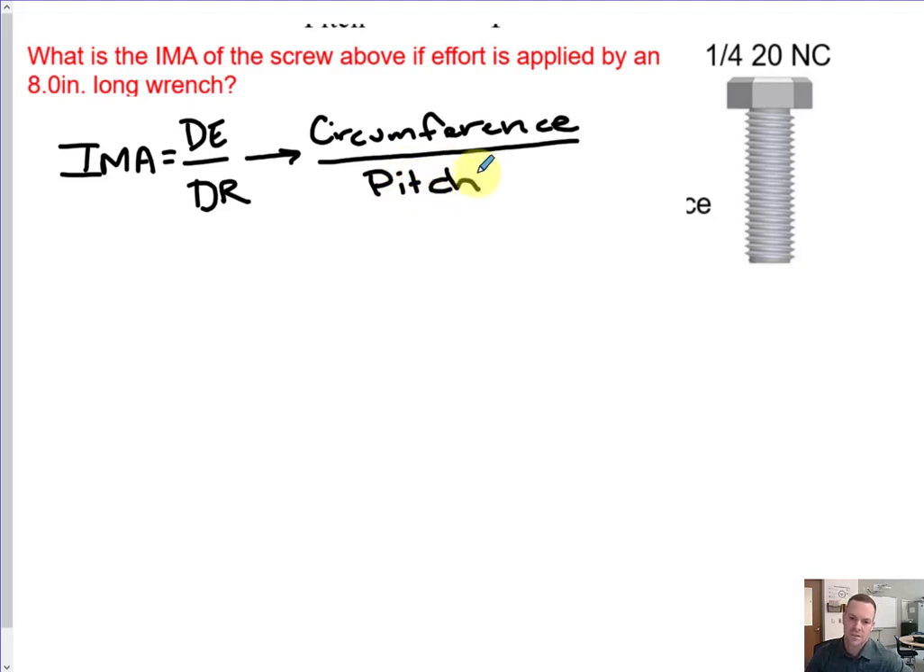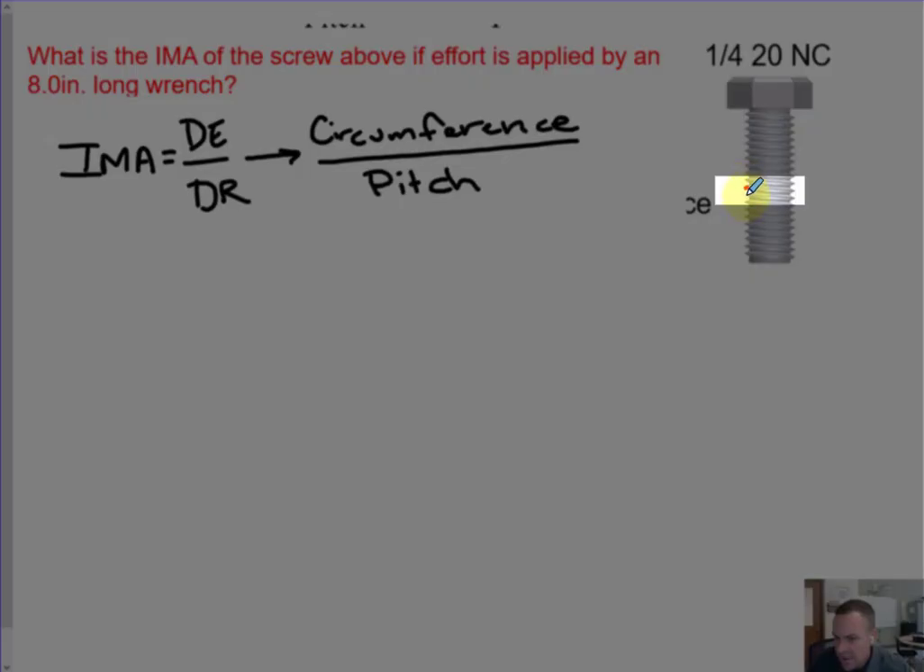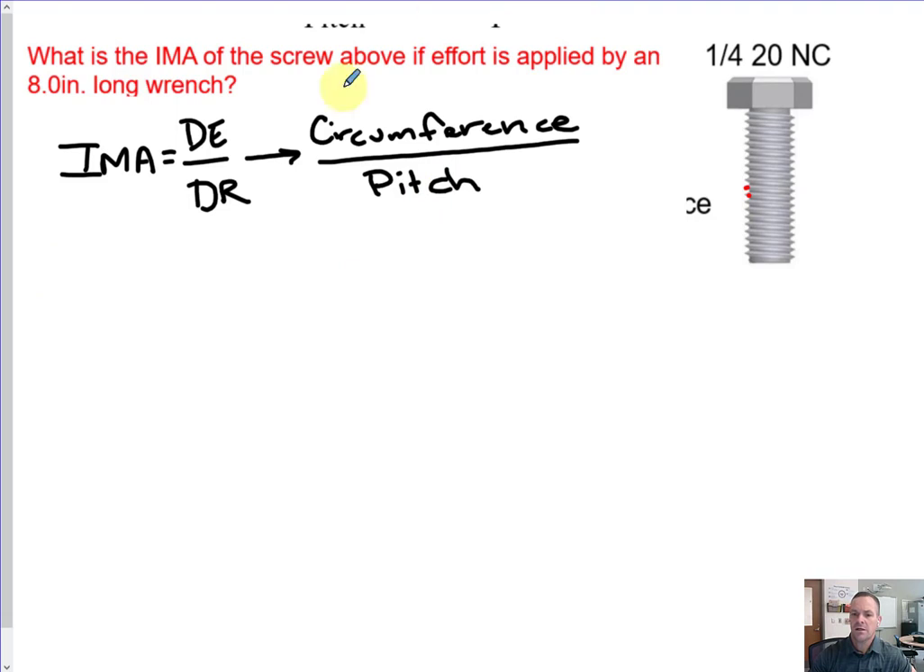So the definition on the previous slide told you that the distance the effort travels is going to be the distance. So if my fingers here are the screw, it is going to be the distance that the wrench travels, where my hand is pushing on the wrench. It's the distance that this effort will travel in a circular pattern. Pitch relates to, as shown on the previous slide, the distance between this thread and this thread. And the way that we can find pitch is, pitch is equal to 1 over threads per inch.